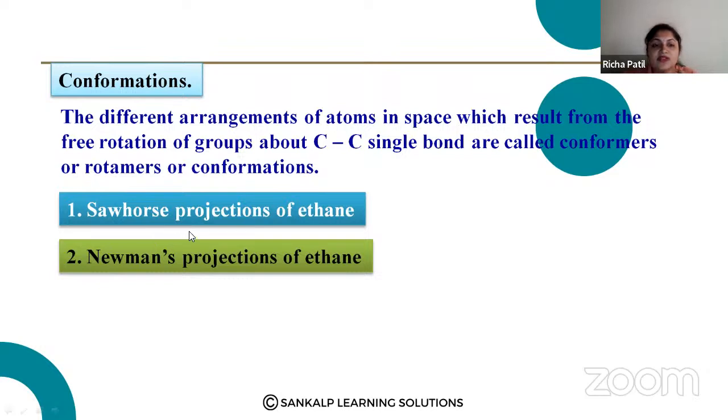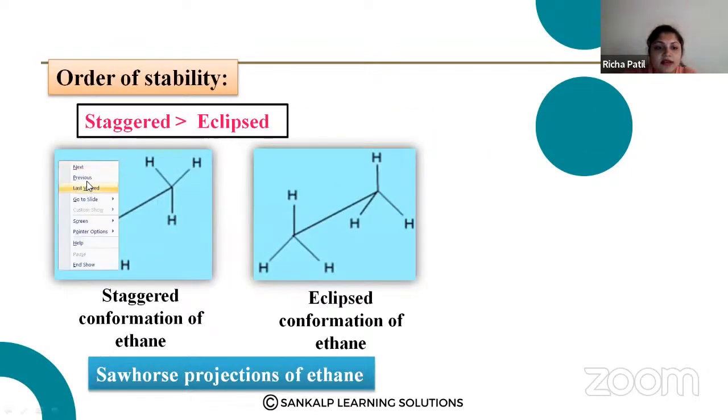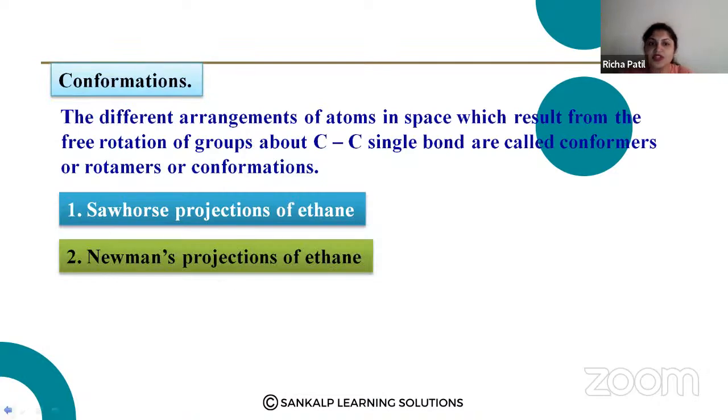First is the Sawhorse projection and second is the Newman projection of ethane. What is the Sawhorse projection? We are considering the molecule of ethane. In this projection, the molecule is viewed along the bond. I'll just draw the Sawhorse projection. You know how the ethane molecule is.